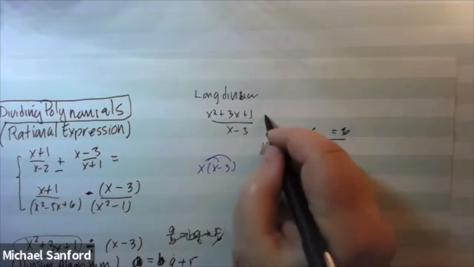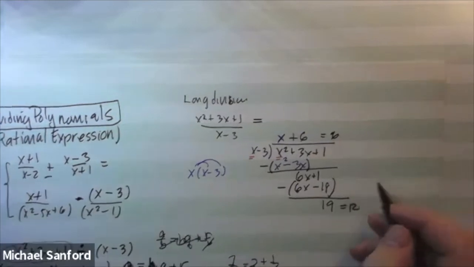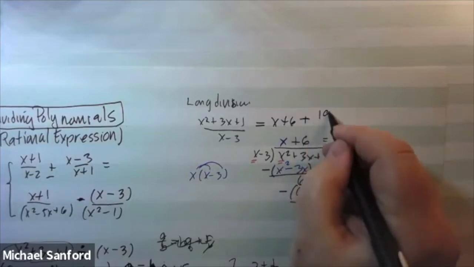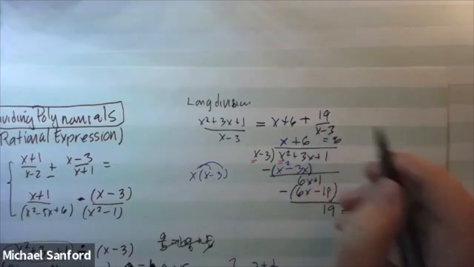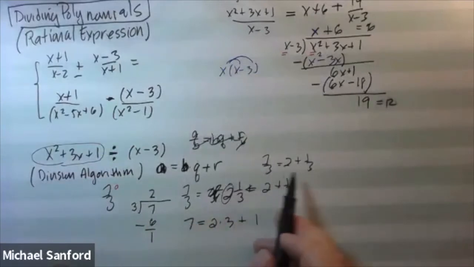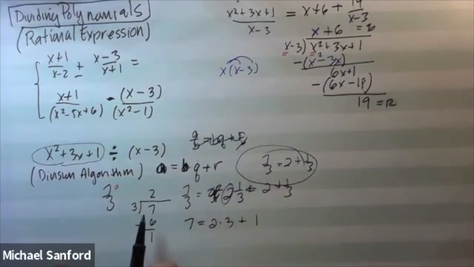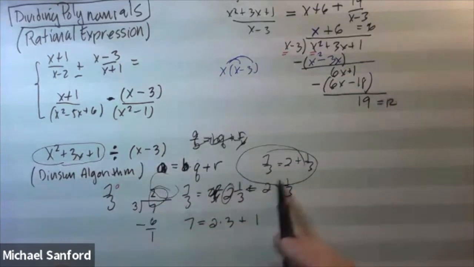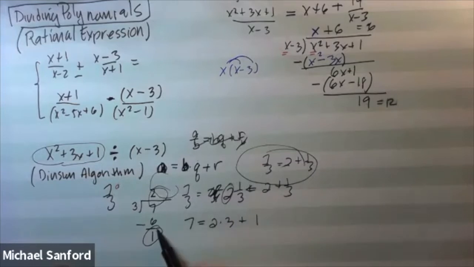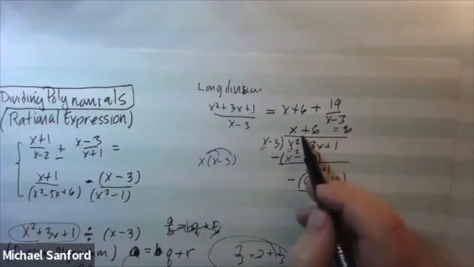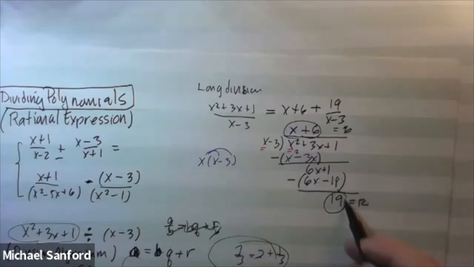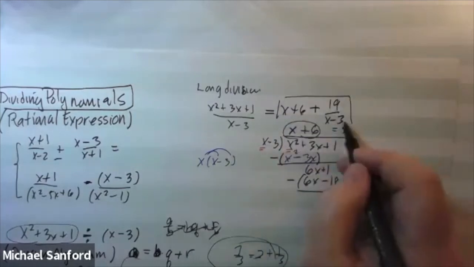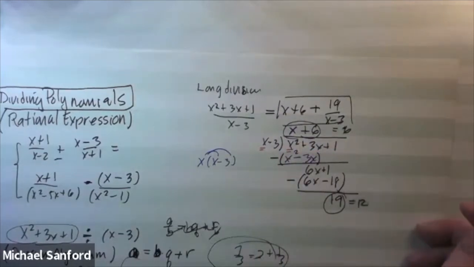So I can rewrite this problem as x plus 6 plus 19 over x minus 3, just like we did here with 2, that part right there, and then 1 over the thing I'm dividing. So it's this thing plus this over that. I'm rewriting it as the quotient plus the remainder over the divisor, so it looks like that.